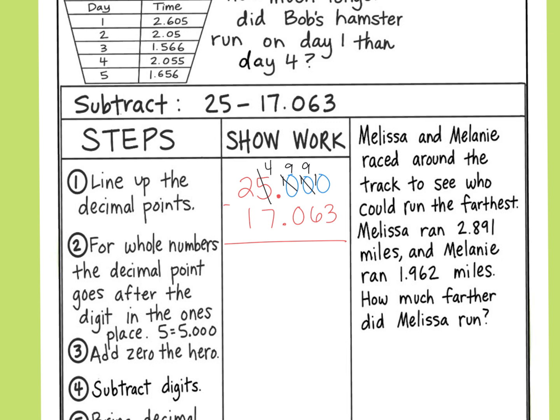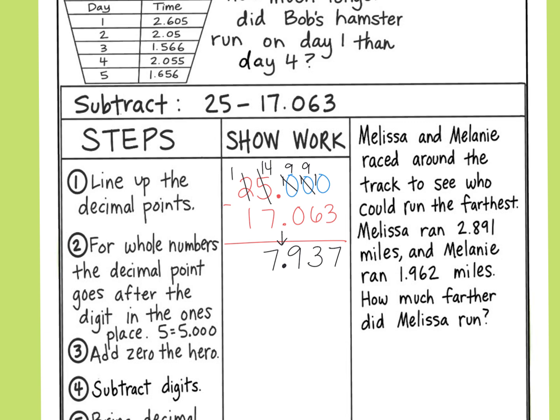Now I can subtract. So 10 minus 3 is 7. 9 minus 6 is 3. 9 minus nothing is 9. 4 minus 7, I can't do that. So borrow from here. That 4 becomes 14. And 14 minus 7 is 7. Okay, most important thing now, drop that decimal straight down into my answer.